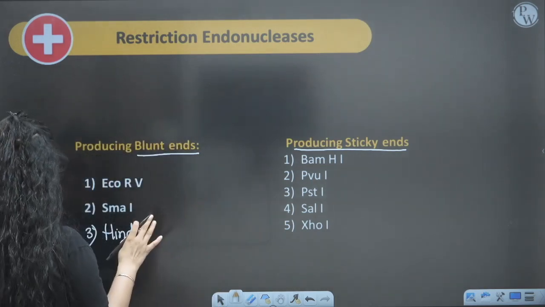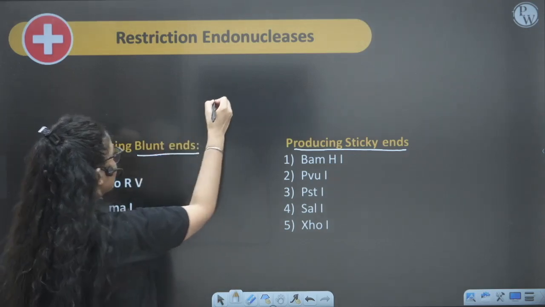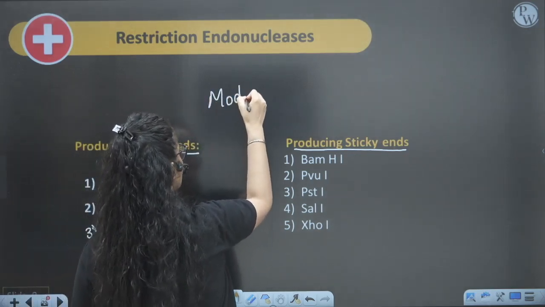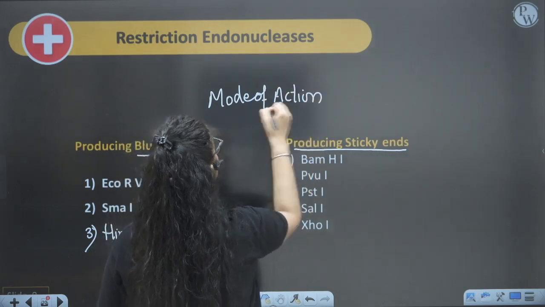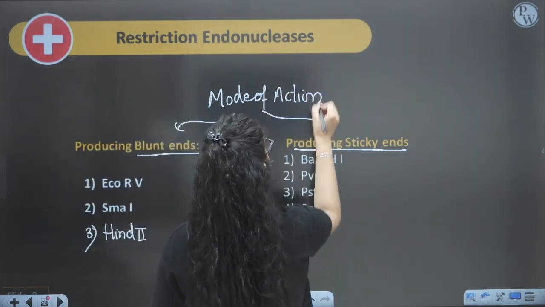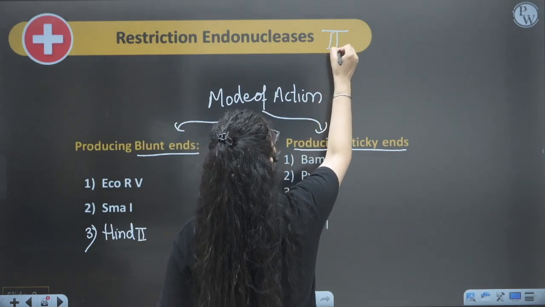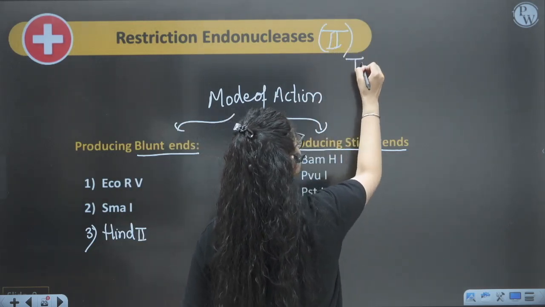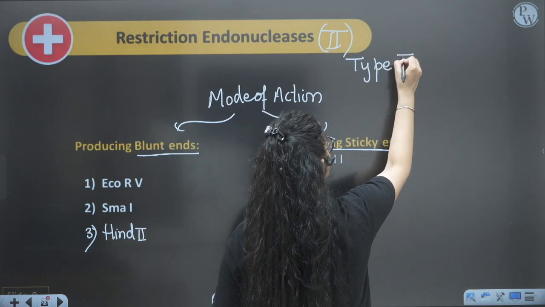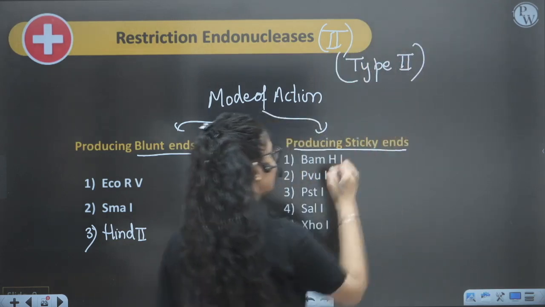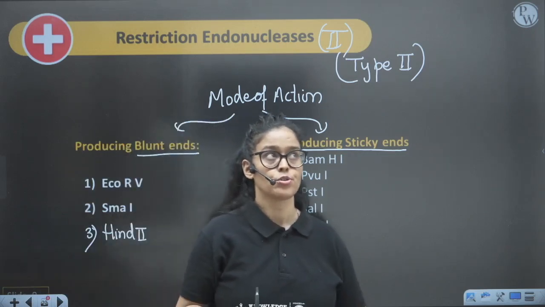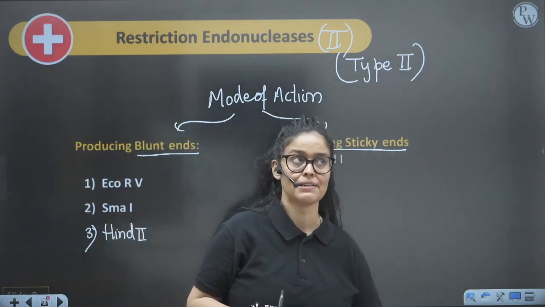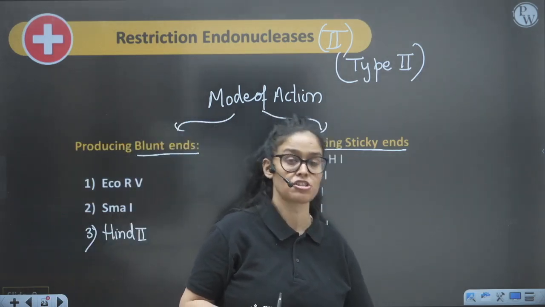What is the blunt end? So blunt end is the mode of action of restriction enzyme, restriction endonucleases. And we just use the type 2 restriction endonucleases. What is type 2? Actually, it recognizes the DNA and cuts the DNA at the specific sequence, right? Or you can say it recognizes the specific site and cuts both strands of DNA.